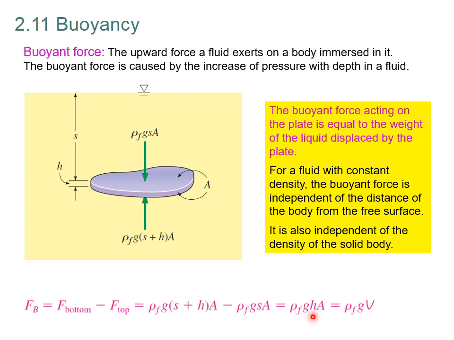So A is the area, H is the thickness of the object. That's the volume. So what this term represents is the volume of the water that's displaced by the object. So rho G times that volume, that's simply the weight of the liquid displaced by the object. So the net result is that the buoyant force acting on the object is equal to the weight of the liquid displaced by the plate.